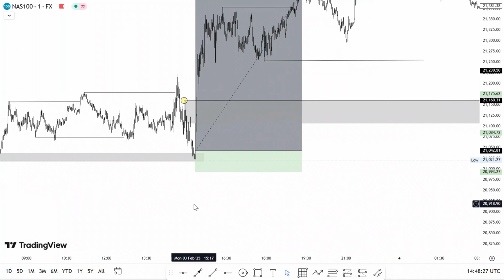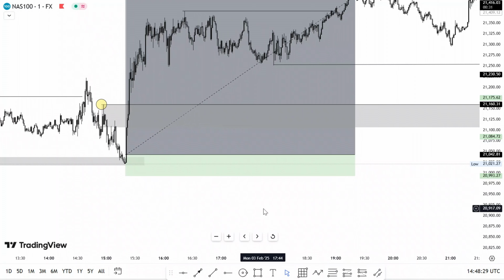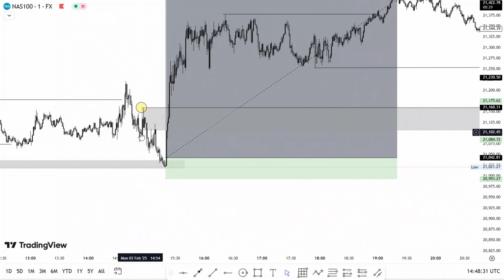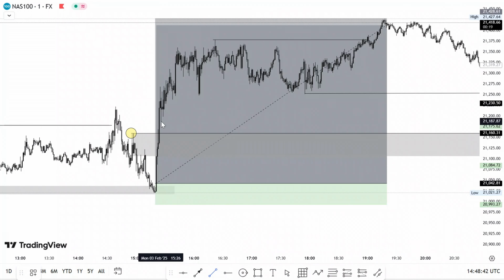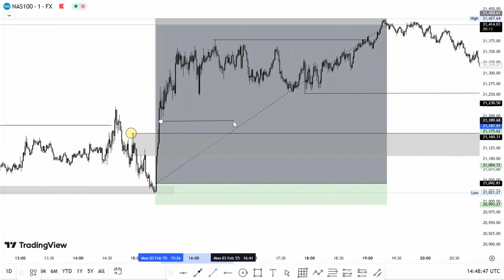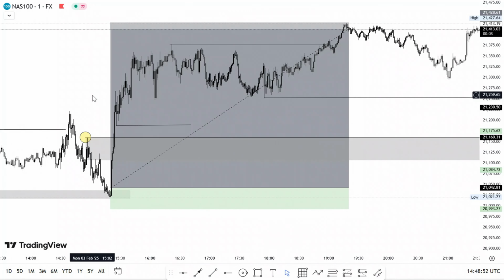Okay, right here. So you can see that this is our minor change of character. Now after our minor change of character, we have a pullback here at this level. I'm analyzing it in the 1 minute time frame now. So you see you can use any minute time frame, the 5 minutes or any minute time frame at all. We have our first pullback, which is the break of structure elbow.